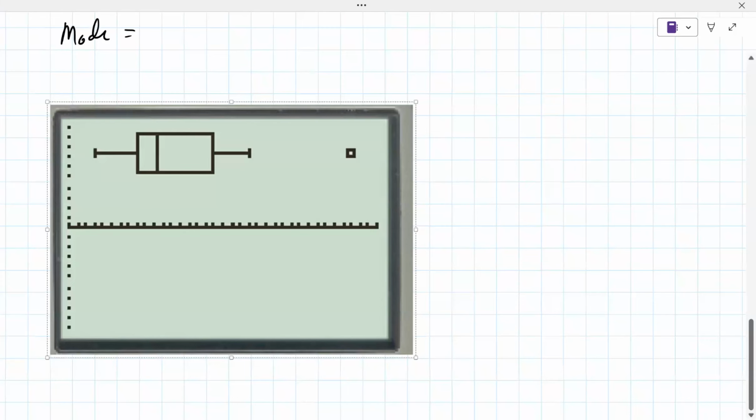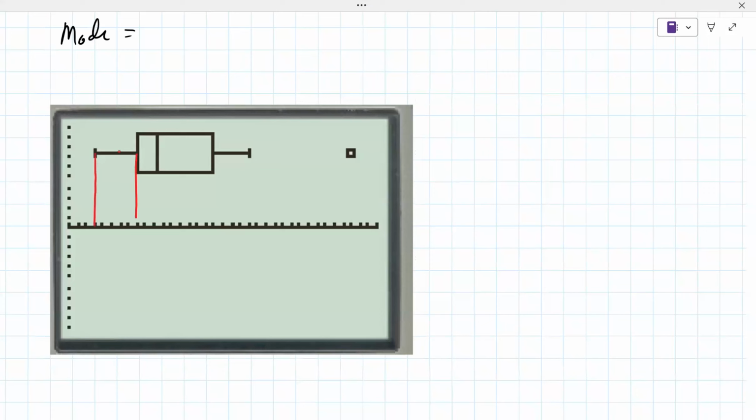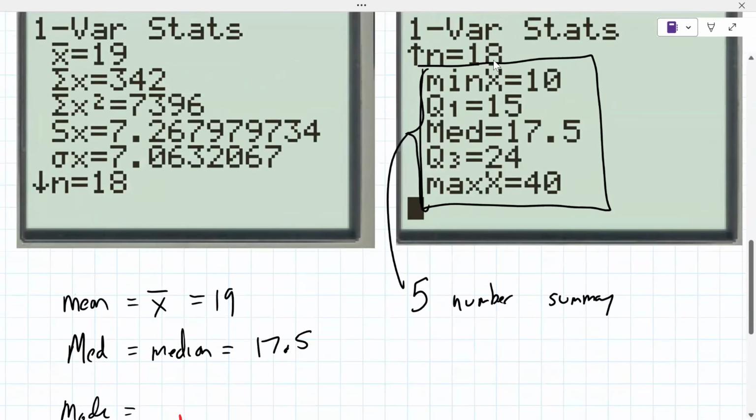Okay, so quartiles. Let me switch to a different color here. I know we don't like red, but this one right here is called quartile 1. This one is quartile 2, quartile 3, and quartile 4. It corresponds to the min. This last one isn't quite right, sorry about that. All of this is quartile 4. Min, max. This is Q1, this is Q3, and this is the median.